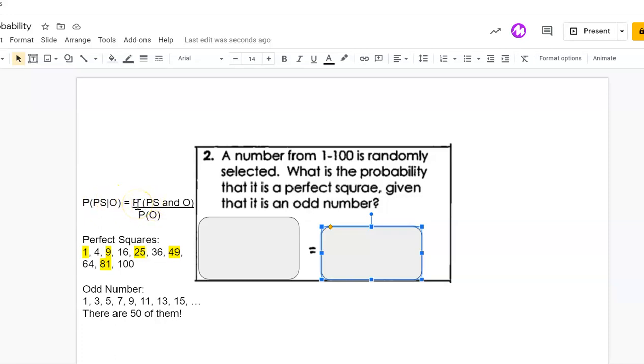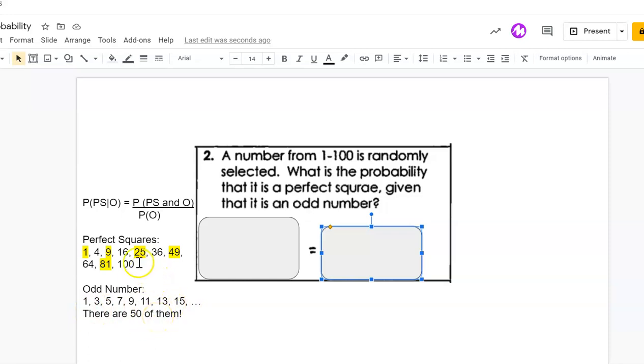So it's going to be equal to the probability that it's a perfect square and odd divided by the probability that it's odd. So I went ahead and listed out the perfect squares for you, the numbers 1 through 100: 1 squared, 2 squared, 3 squared, 4 squared, 5 squared, 6 squared, and so on. And then of course your odd numbers, there's 50 of them. It's half of them are even, half of them are odd. I just started with the list of odd numbers just to make sure.